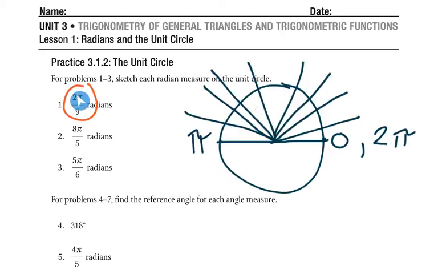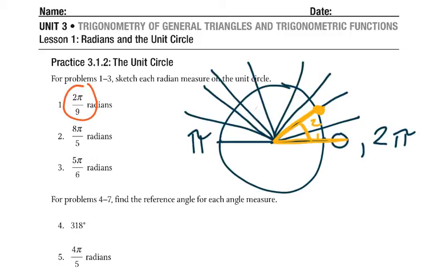Now, the top number, my numerator, next to pi, tells me how many of those slices I'm going. I'm going 2 of them. So, 1, 2. So my angle measure starts right here, and it goes up right to here. That's my angle measure for 2 pi ninths.